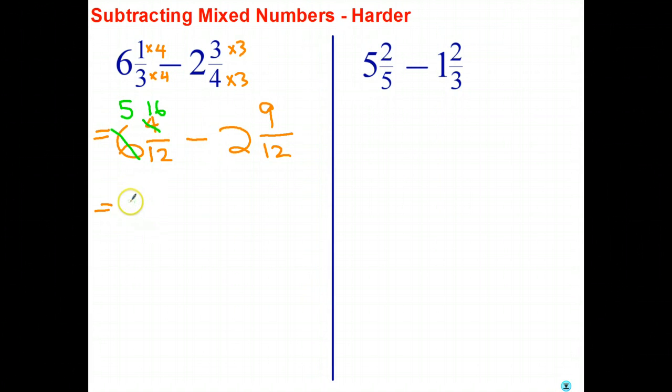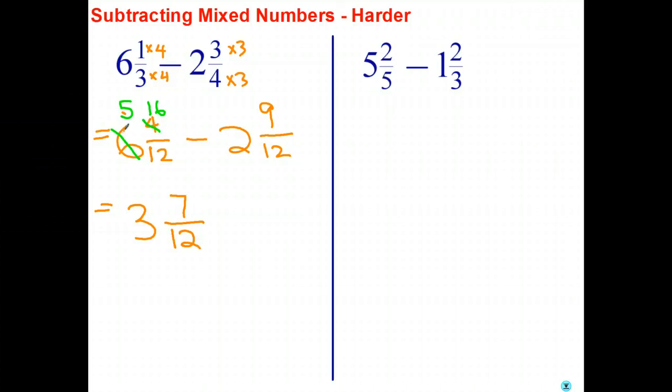5 subtract 2 is 3. Oops, I don't want that in green though, so I'll go back to my gold. 5 subtract 2 is 3. Keep the common denominator. 16 subtract 9 is 7. So that's not too hard. The only extra step we have to do is, if that fraction is smaller than that fraction, we need to borrow 1 whole from the whole part, the whole number part of the mixed number.